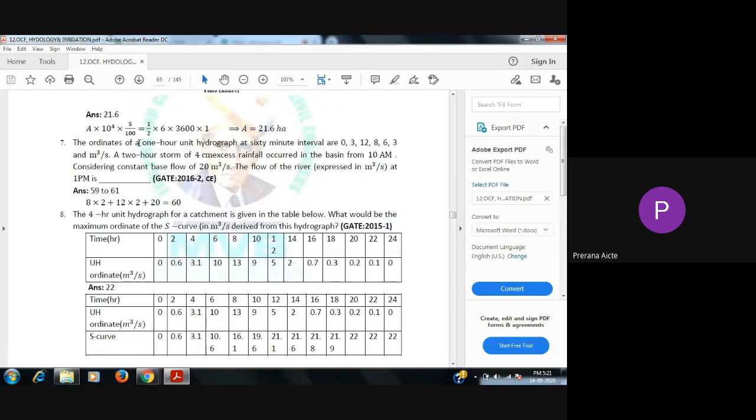Here, see, the ordinates of a 1-hour unit hydrograph at 60-minute interval. So 1 hour, 60-minute interval. A 2-hour storm of 4 centimeter excess rainfall occurred in the basin from 10 a.m. Considering a constant base flow of 20 meters per second, find the flow of the river. A simple problem actually. See, if you are adding base flow, you are supposed to get total flow. So here, 8 into 2 because of the 2-hour unit hydrograph, plus 12 into 2, plus 20. Like this, around 60.